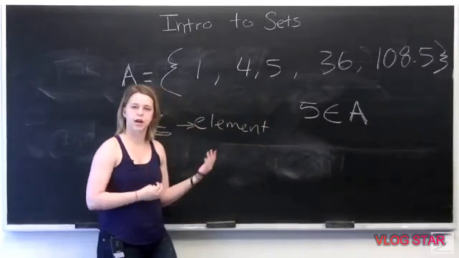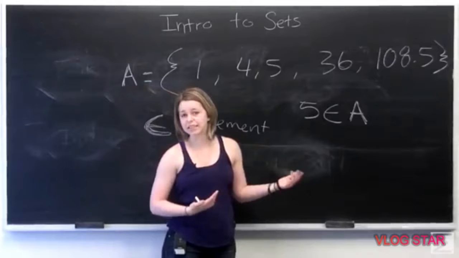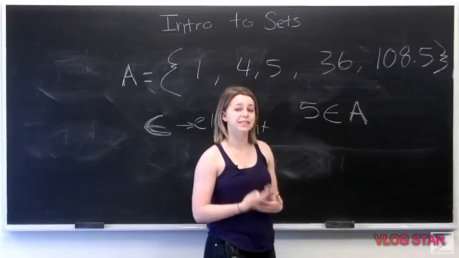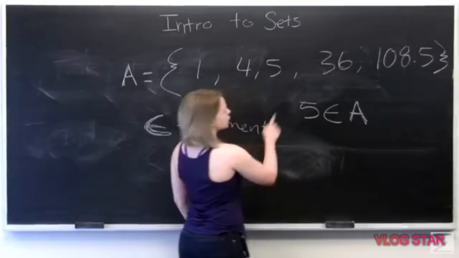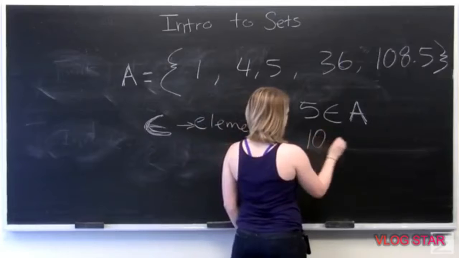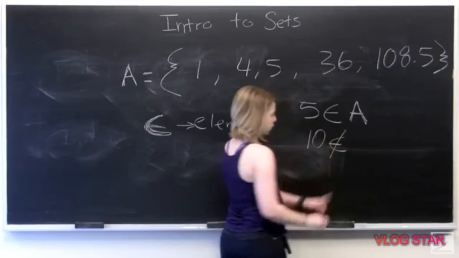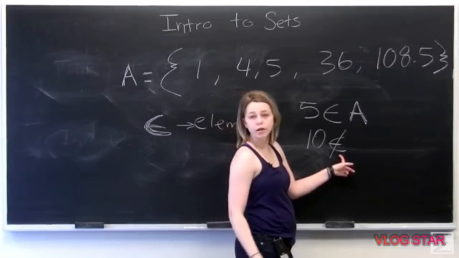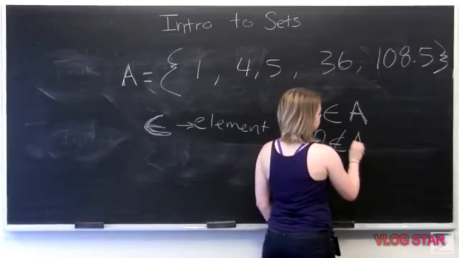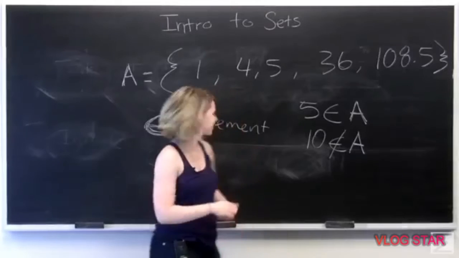And we can also use the opposite of this symbol to show when an item is not in a certain set. So 10 is missing from our set, for example. So 10, we just strike through our curved E here. So 10 is not an element of set A.